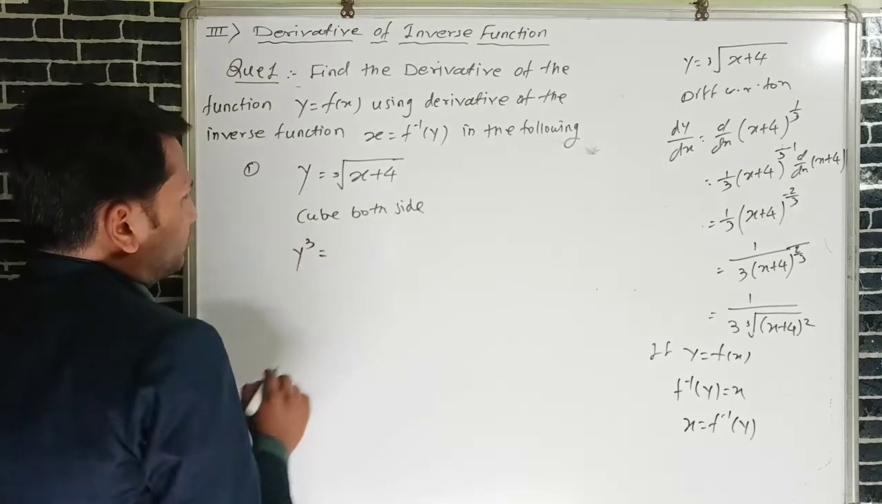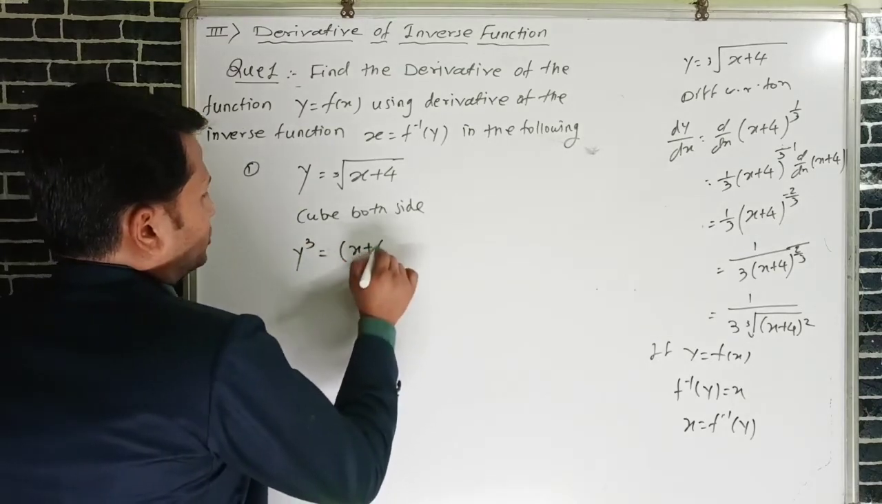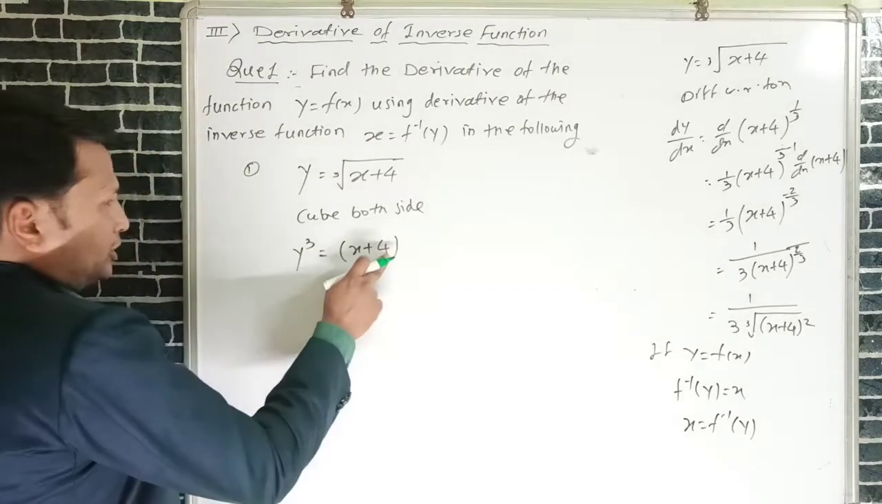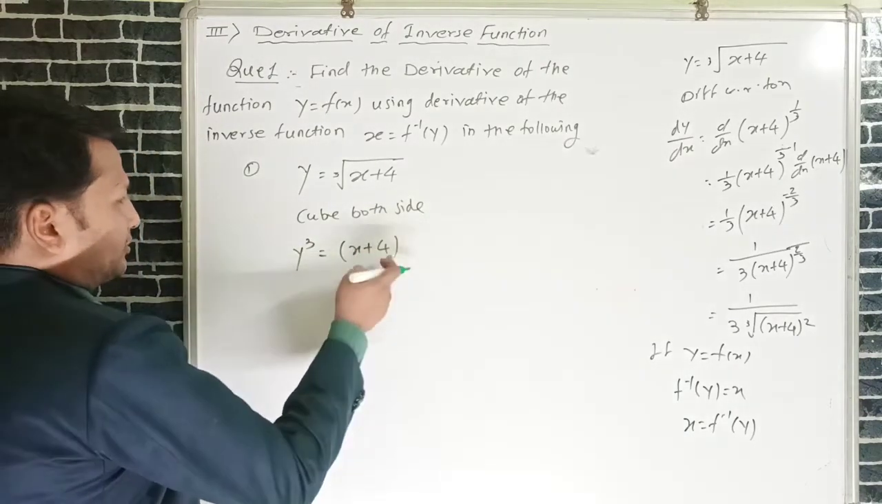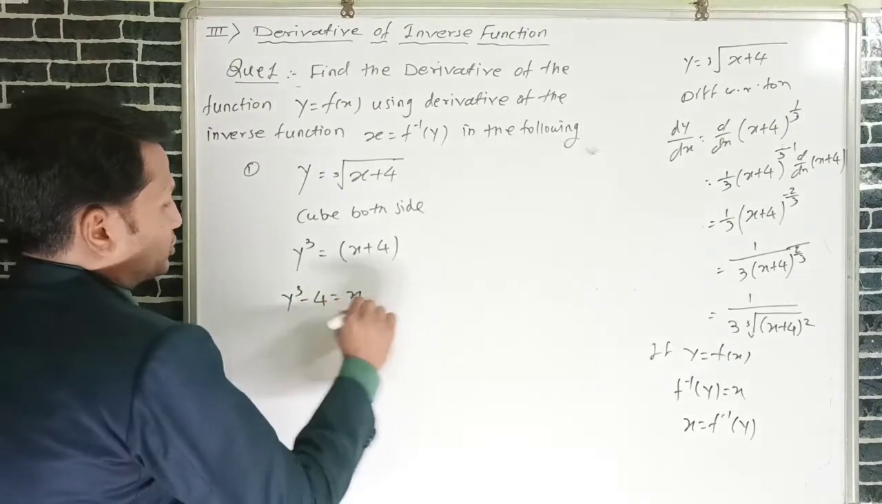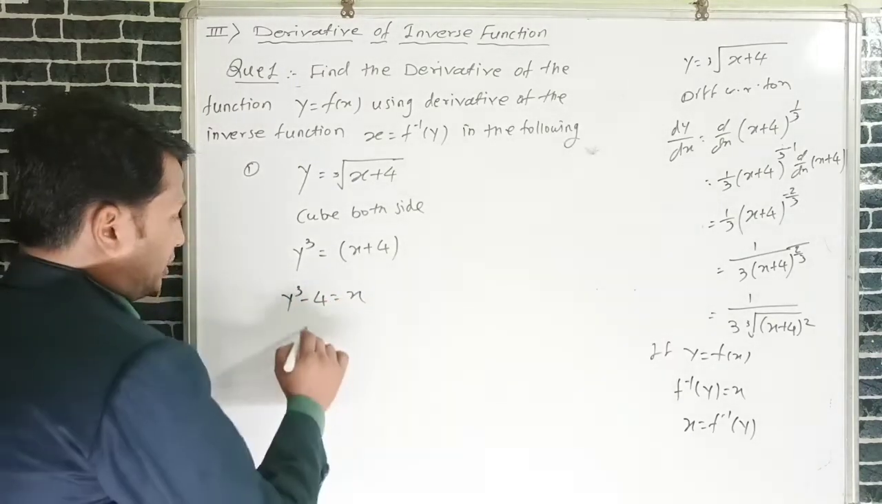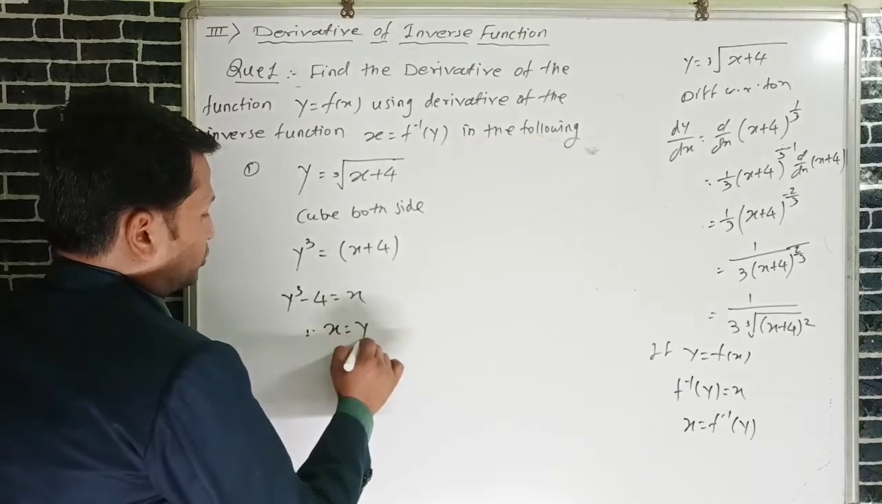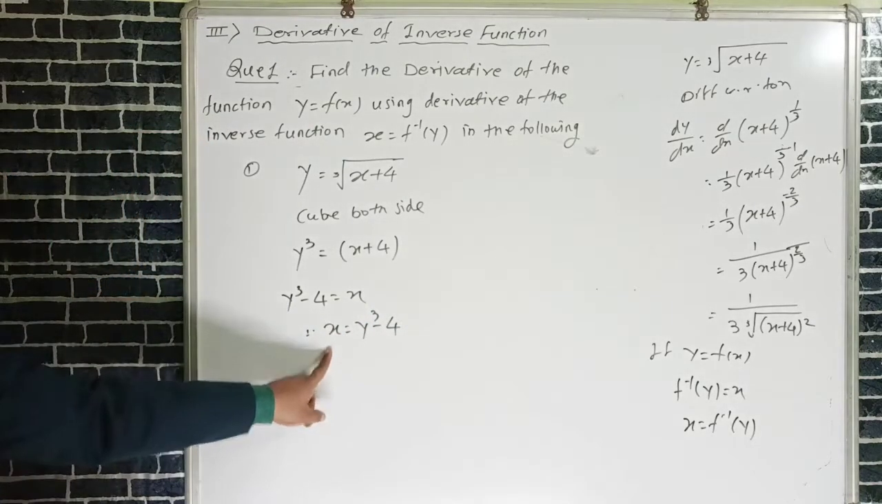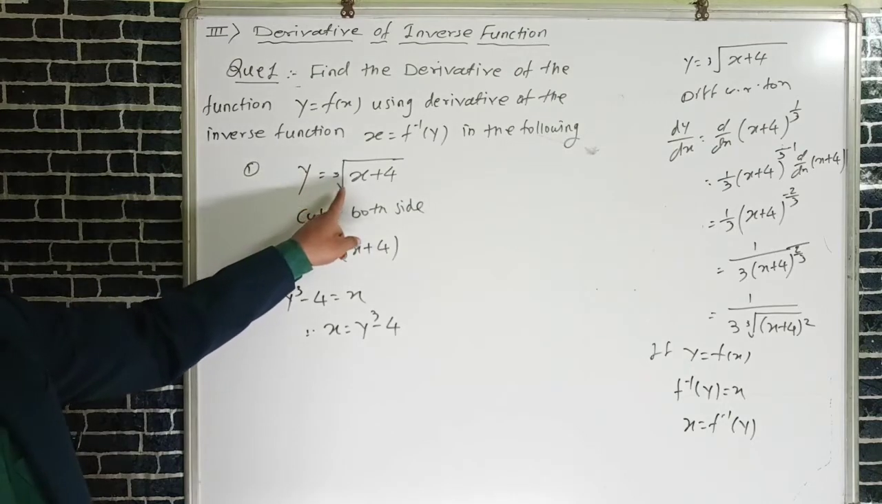Y cube is equal to x plus 4. This 4 is positive on the right side. If we take it to the left side, it can be written as y cube minus 4 is equal to x. Therefore, the given function x is equal to y cube minus 4 is the inverse function of y is equal to cube root of x plus 4.